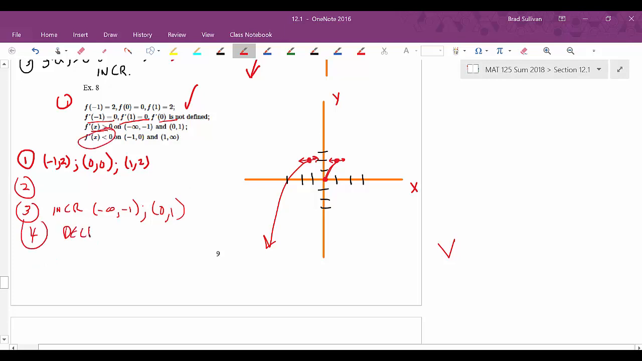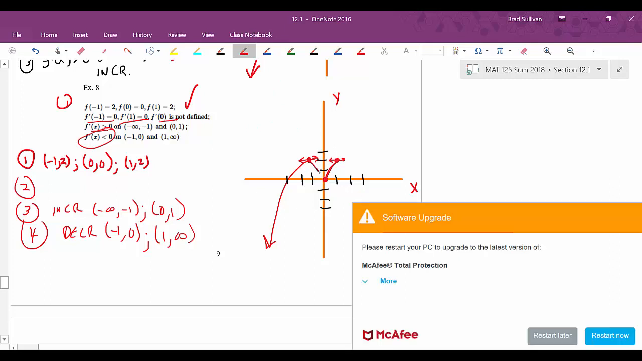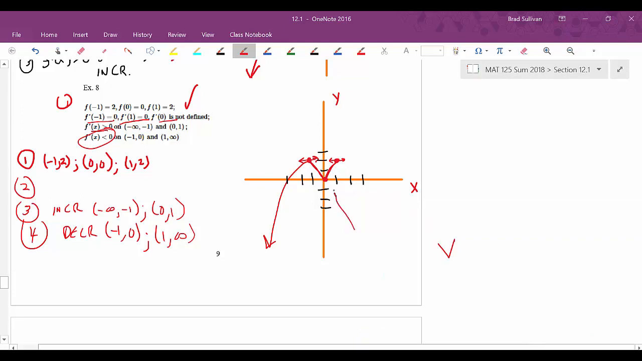Okay, 4 says the derivative's negative. That means you're decreasing from -1 to 0 and from 1 to infinity. So I would look at this like this: from -1 to 0, decrease. And then you want that sharp point there, see? You want a sharp point because you have no derivative there. That's what it said, the derivative was undefined. Then also from 1 to infinity, you're going to decrease again. You have something kind of like that. So it kind of looks like a McDonald's arch. Okay, how about that?